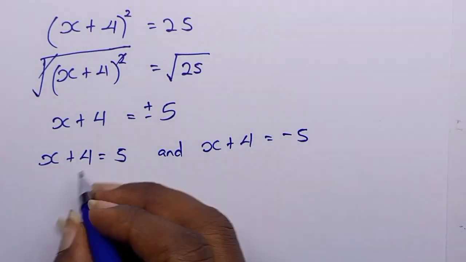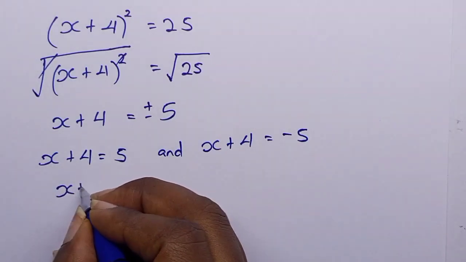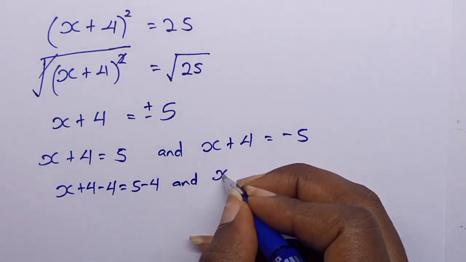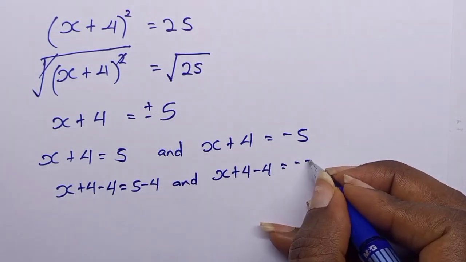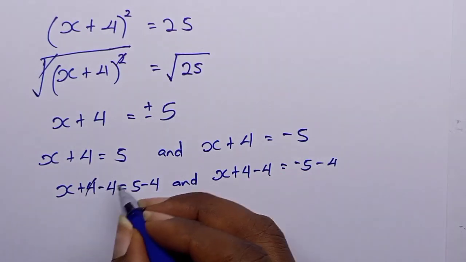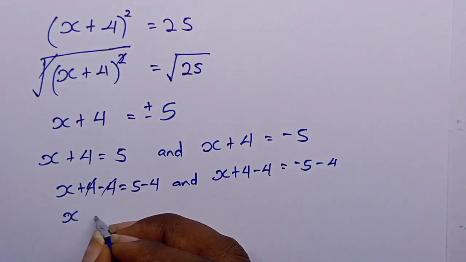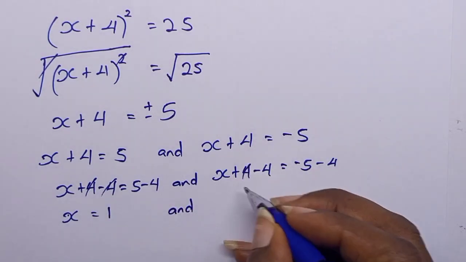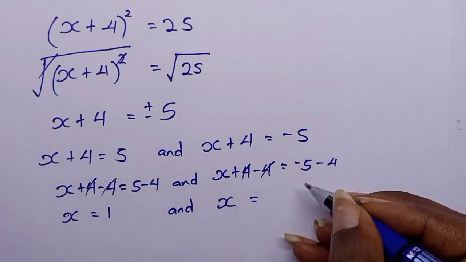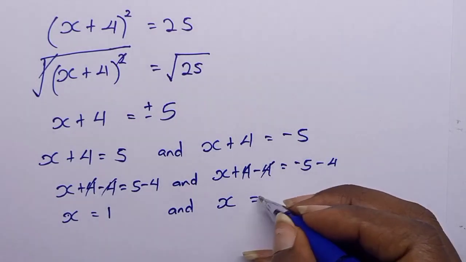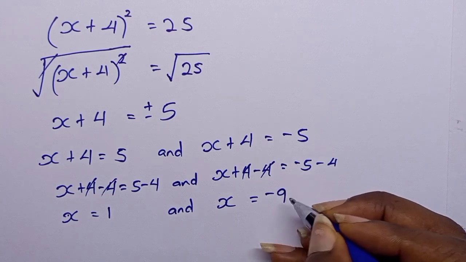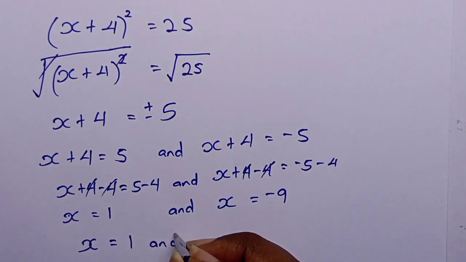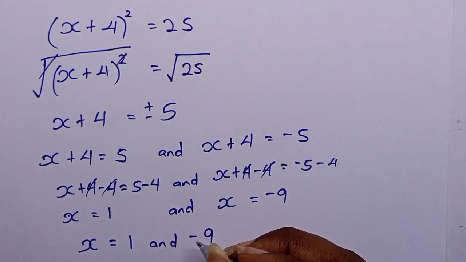So we shall have x plus 4 minus 4 is equal to 5 minus 4, and x plus 4 minus 4 is equal to minus 5 minus 4. This cancels. We are left with x is equal to 5 minus 4, which is 1, and this cancels also on this side. x will be equal to minus 5 minus 4, which is minus 9. Therefore, the value of x is equal to 1 and negative 9.